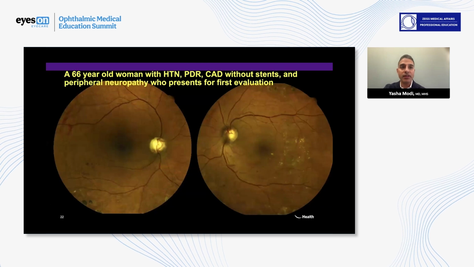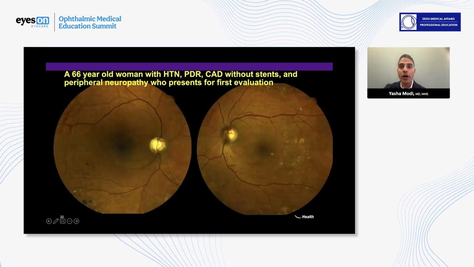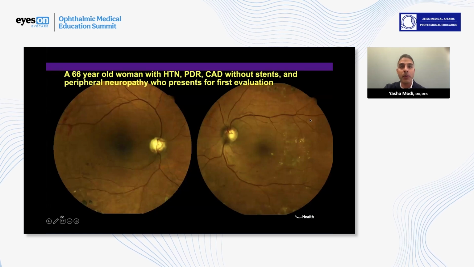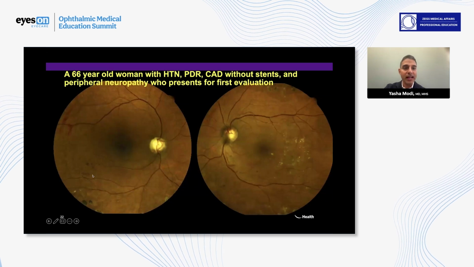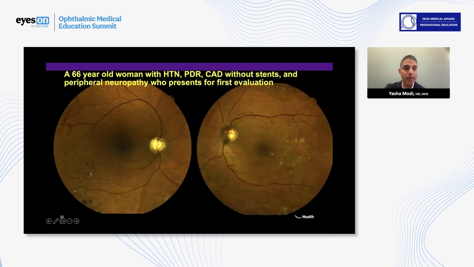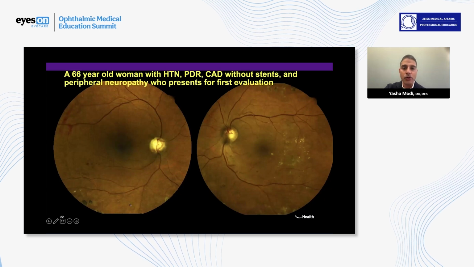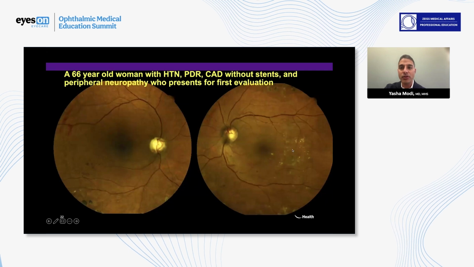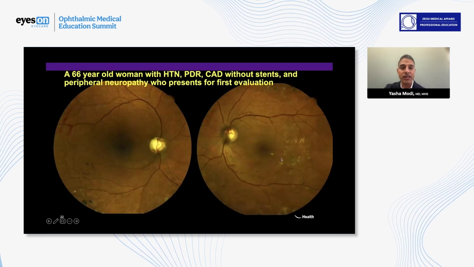Here's another patient, a 66-year-old woman with hypertension and PDR. She has coronary artery disease, but has not had a stent. She has peripheral neuropathy as well, and she's presenting to me for her first evaluation. Certainly, I can see perhaps some IRMA, exactly as Dr. Major had pointed out. There's also some PRP that's not well visualized on this fundus photo, and she has extramacular, or extrafoveal, diabetic macular edema.